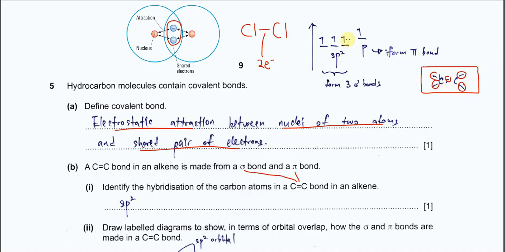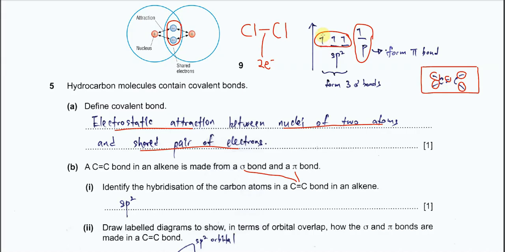Because it needs 3 unpaired electrons in the hybrid orbitals to undergo the end-on overlap, or head-on overlap, to form the sigma bond. And the pi bond is formed from the unpaired electrons in the p orbitals. So each of these carbons will undergo sp2 hybridization, and will form 3 sigma bonds and 1 pi bond for each carbon.